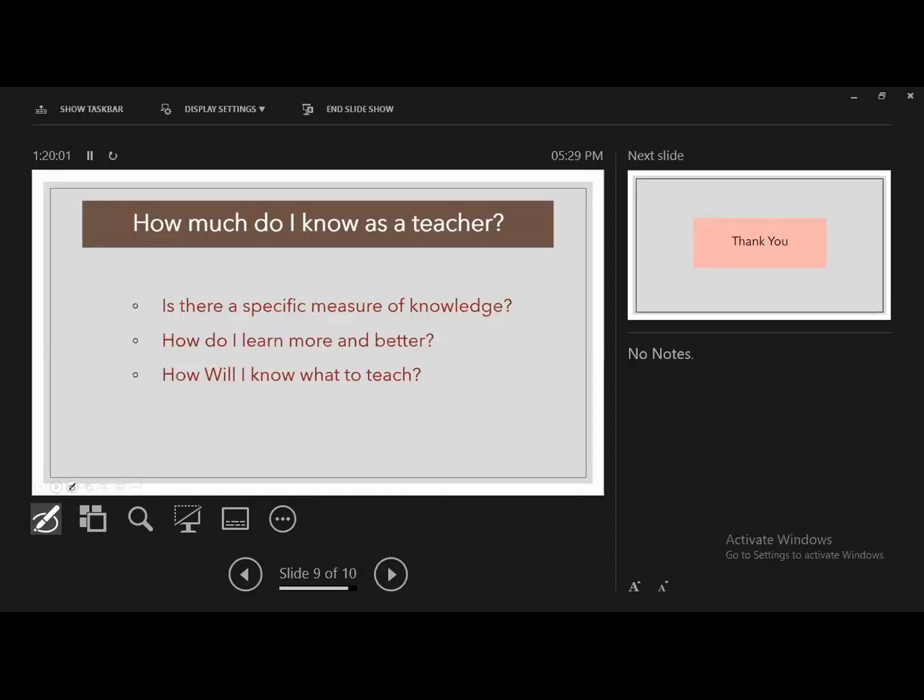Can you repeat the question? Yes. I said, if any of you, while doing your reflection, came up with these sort of questions. Mientras estaban ustedes pensando qué tanto sé, ¿alguien vino con estas preguntas? ¿Hay alguna forma específica de medir el conocimiento de un maestro? ¿Cómo aprendo más y mejor? How will I know what to teach? Why am I posting these questions?